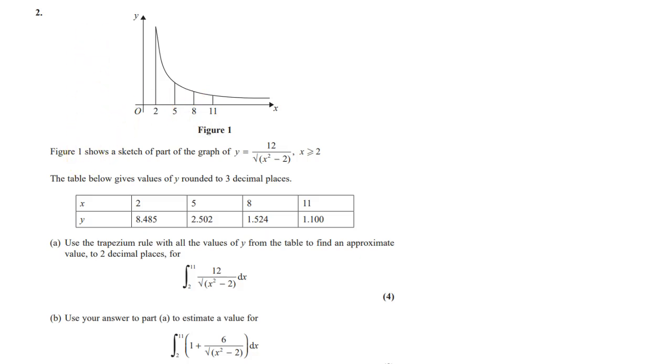Question number 2. The graph shows a sketch of part of a graph. This figure shows the part of a graph y is equal to 12 over root x square minus 2x, x is greater than 2. The table below gives the values of y rounded to 3 decimal places. Use the trapezium rule. So the trapezium rule is half. 5 minus 2, 3. 8 minus 5, 3. 11 minus 8, 3. So this is 3.